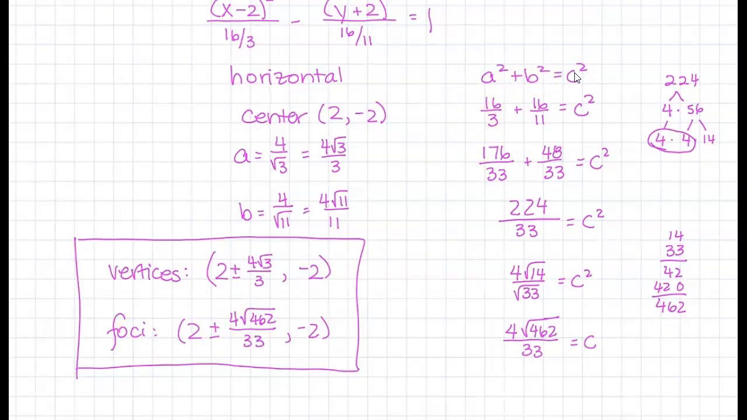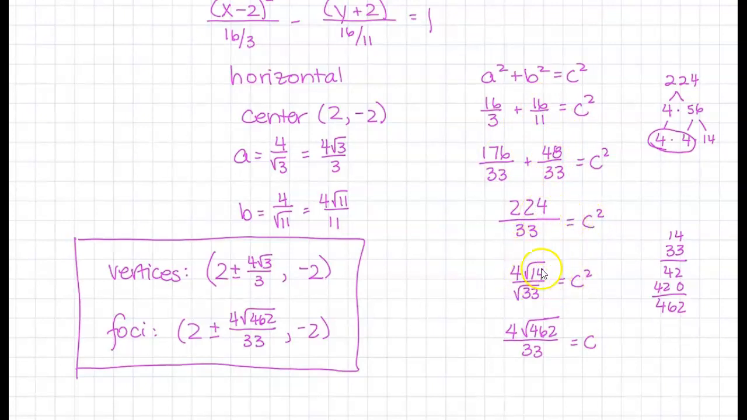Gosh darn it, if only the denominators were 16. I need a common denominator here. So I'm going to use 33. And so I have to multiply 16 times 11. I get 176. I have to multiply 16 times 3 and I get 48. Combine them, I get 224 over 33.